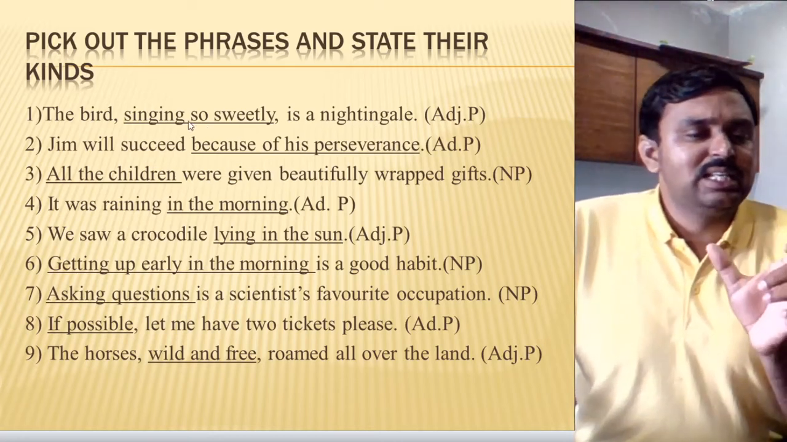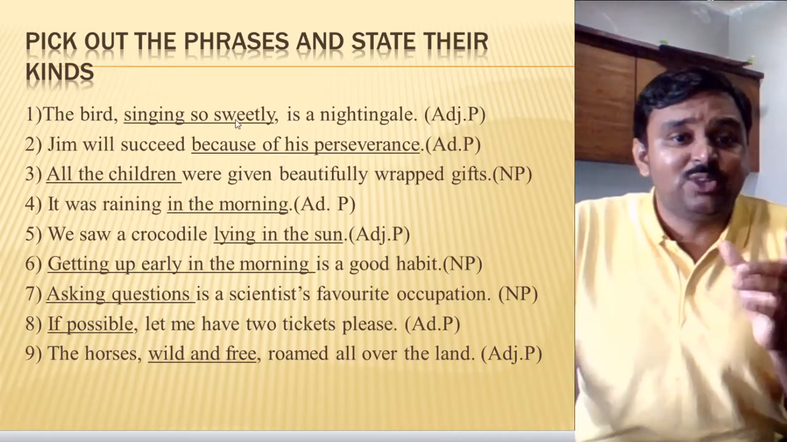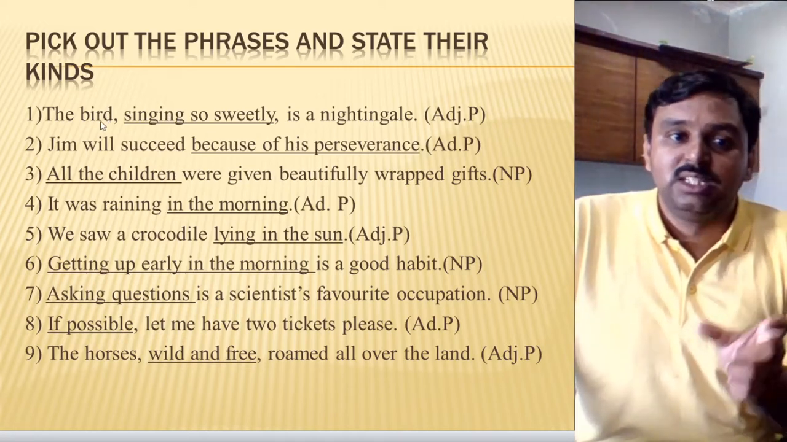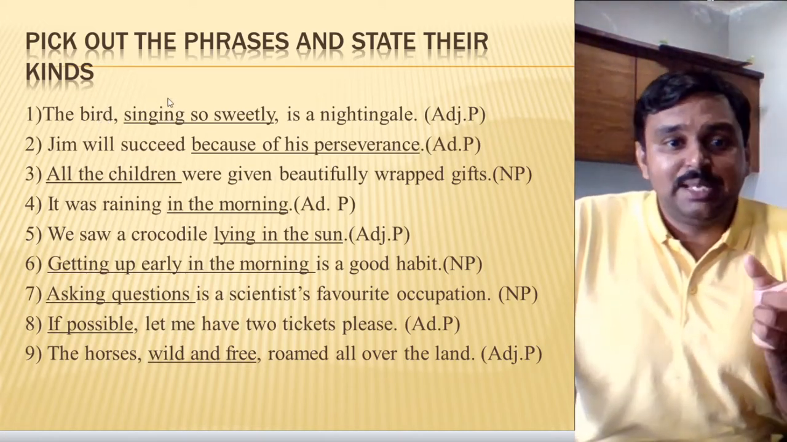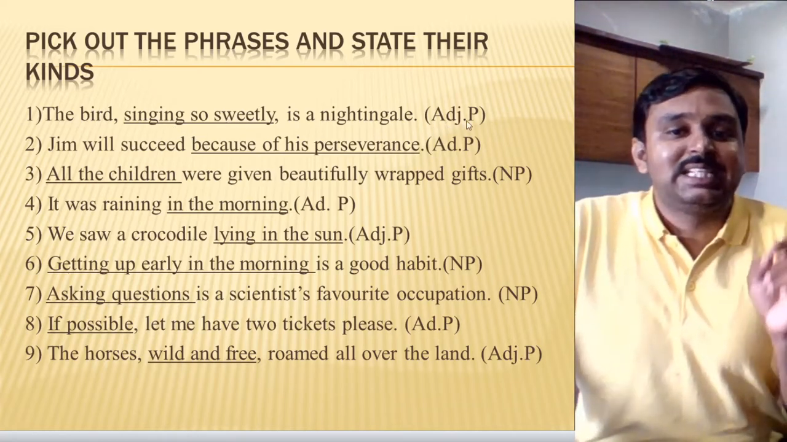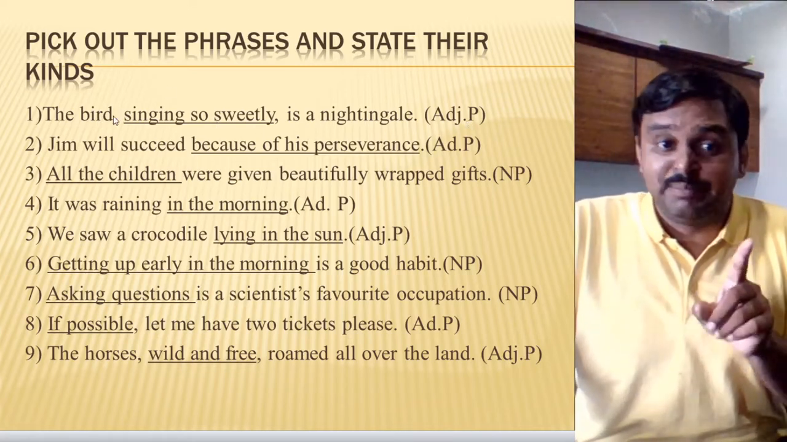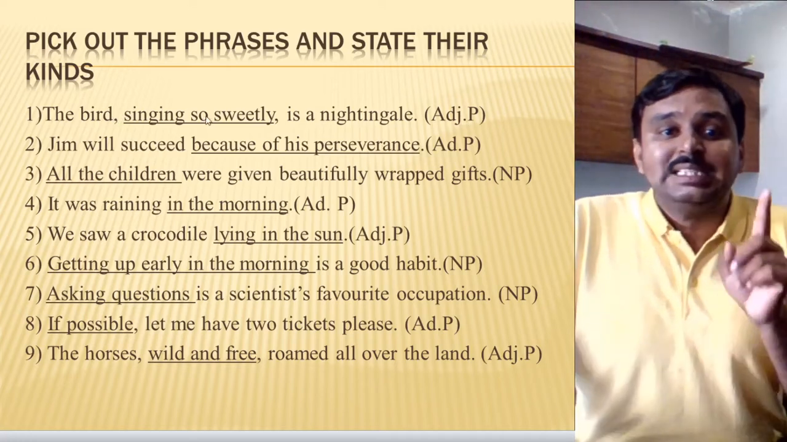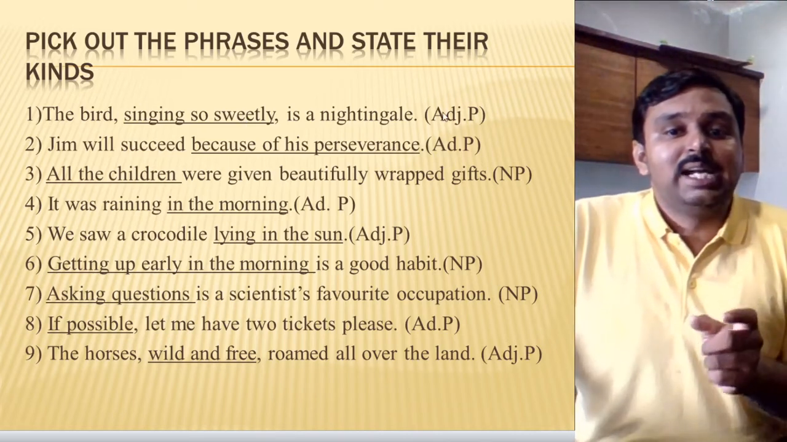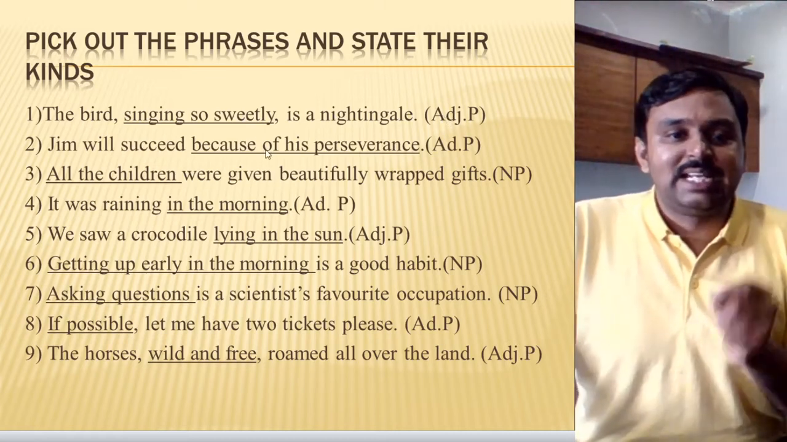Now if I underline the phrase singing so sweetly, who is this phrase talking about? It is talking about the bird, and the bird is a noun here. Are you getting it? If the bird is a noun and is described by the words singing so sweetly, because of that it becomes an adjective phrase. Singing so sweetly is a phrase talking about the bird, and hence it is an example of an adjective phrase. Clear?